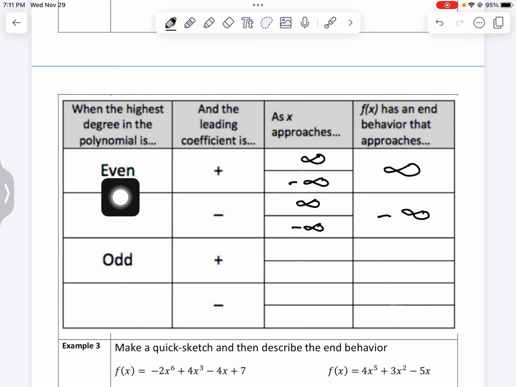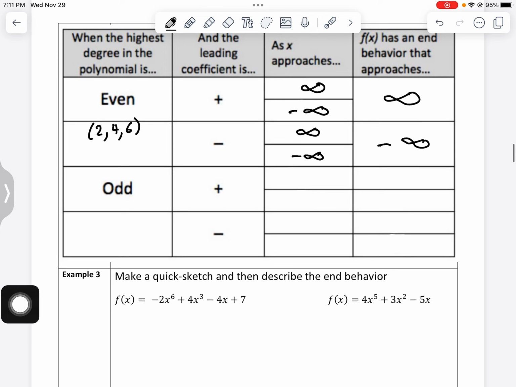So even functions are when we have like 2, 4, 6, anything with an even degree. Since they have the same end behavior in both directions, they're either both going to go to infinity or both going to go to negative infinity. The odd ones like 1, 3, 5, those start with the same end behavior as it approaches infinity and negative infinity. So we want to think about this one.